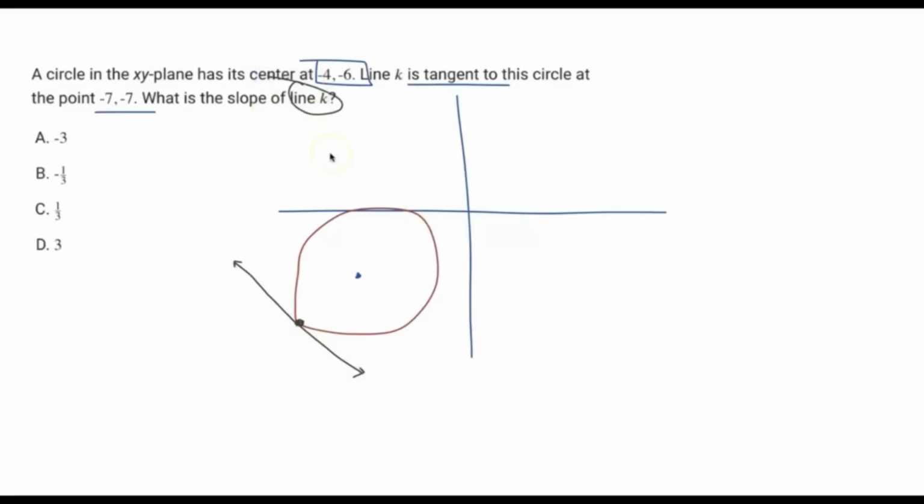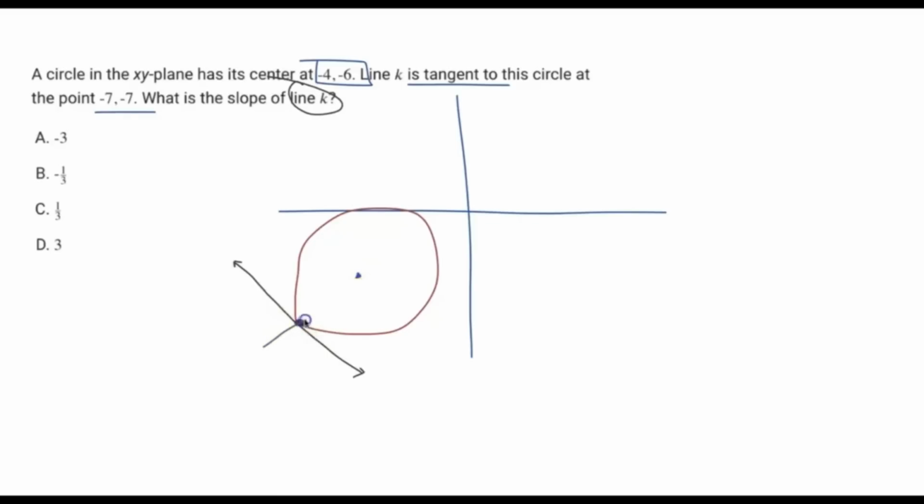So the only way to determine the slope of this line is to use the information we already know. So we know 2 coordinate points, right? And of these 2 coordinate points, only one of them is actually on line K. And so what we need to do here is find the slope of the line perpendicular to line K.